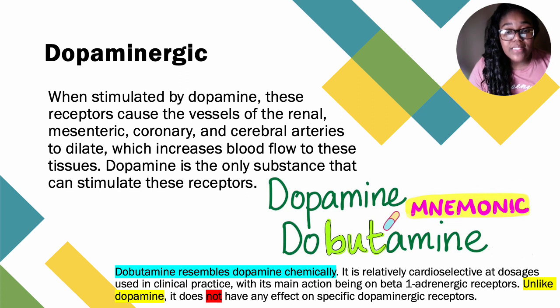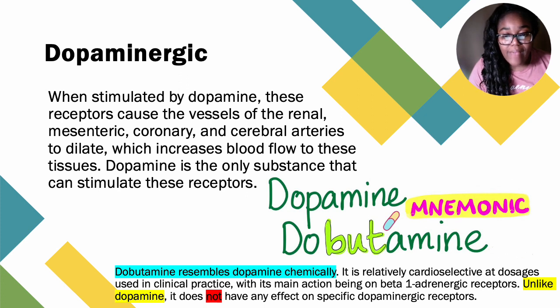So when stimulated, these dopaminergic receptors stimulate the renal vessels, the mesenteric vessels, and they also stimulate the cerebral arteries and the coronary arteries, which ultimately causes all of these artery types to dilate. This ultimately increases the blood flow to these tissues. And again, dopamine is the only neurotransmitter that can stimulate dopaminergic receptors.